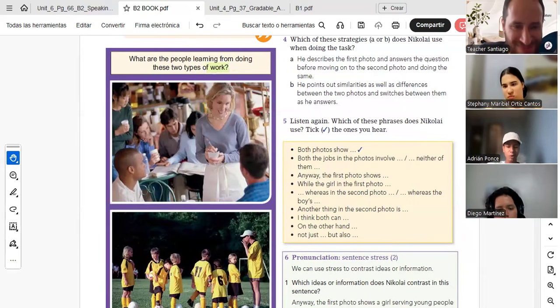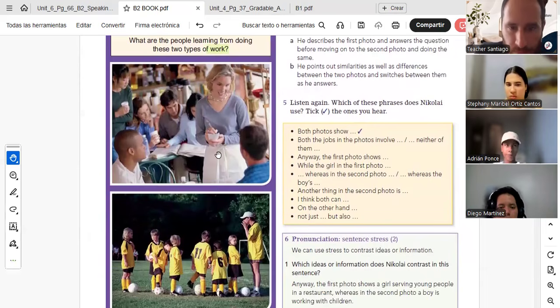Wait, in these two photos, the girl in the first photo is a waitress, and in the second photo, the girl is a coach. They are learning how to deal with different types of people, and also they are learning how to keep their calm in different situations.